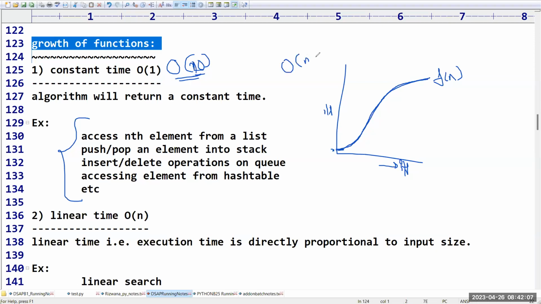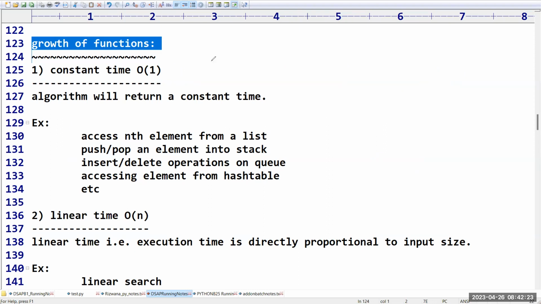But that is not the case here. We are accessing the nth element. So if n is 10, only one step, L of 10. If n is 1 lakh also, L of 1 lakh. That's all. Only one line is sufficient. So these kinds of algorithms come under constant time.